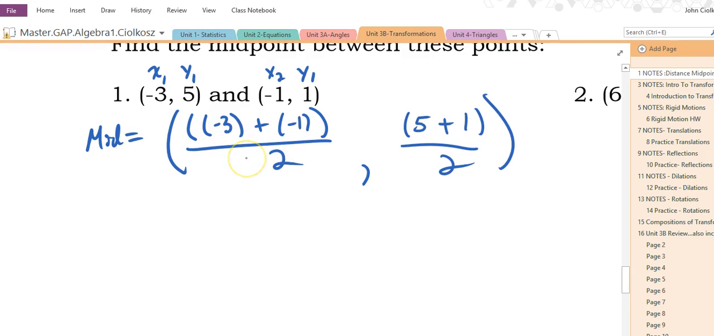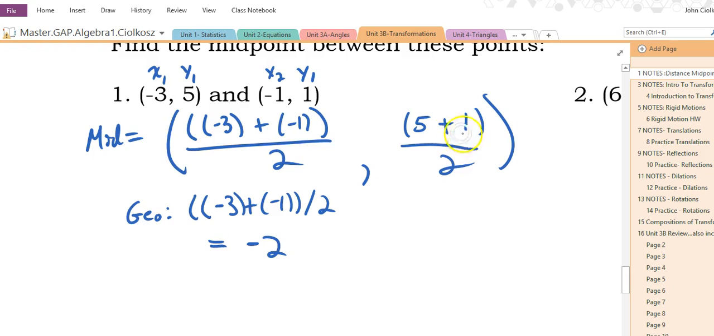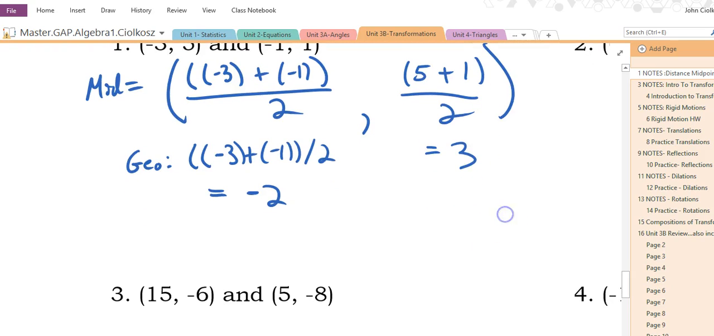Type this in the calculator. So in GeoGebra, what you'll get here is -2. You are allowed to get decimals or fractions, they're totally fine. This one just happened to be a whole number. Here, when we type that in, you should get 3. So our answer, -2, 3. Again, decimals, fractions, always cool as well.